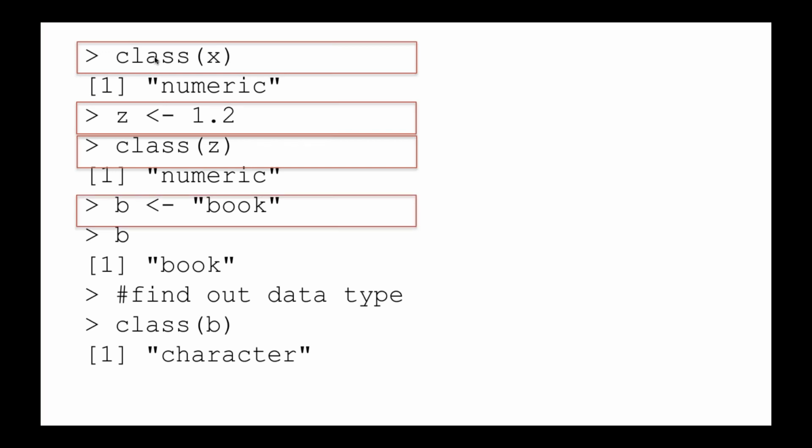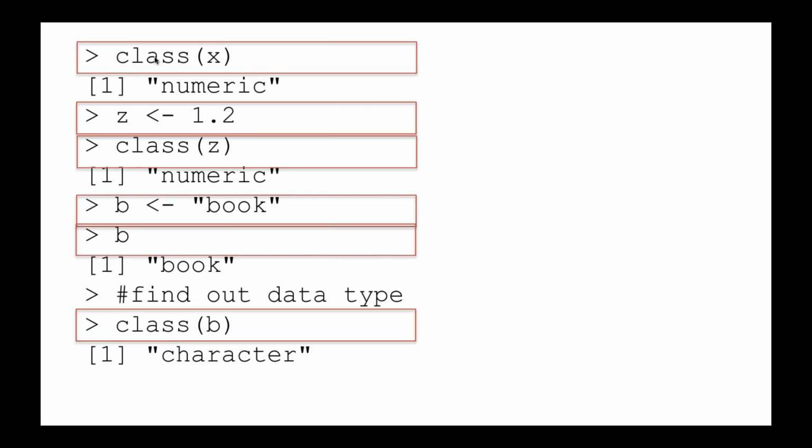On this line highlighted here, we're assigning a character string, the word book in double quotes, to the variable b. We type the letter b, and it returns, of course, what's referenced in that variable. And then we can find out what variable type or data type it is. It's of type character. Good.